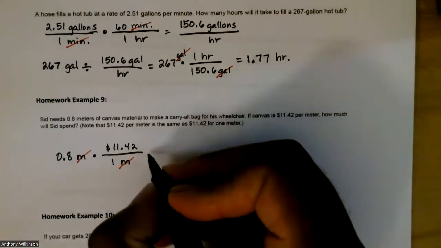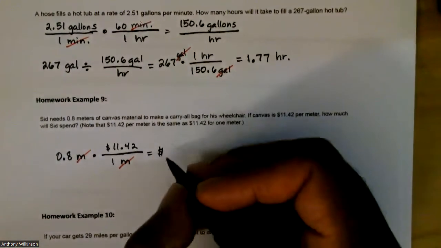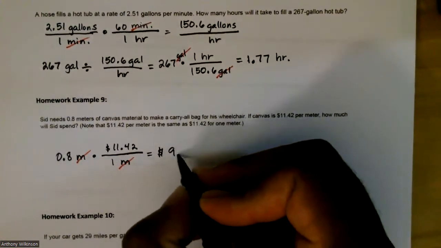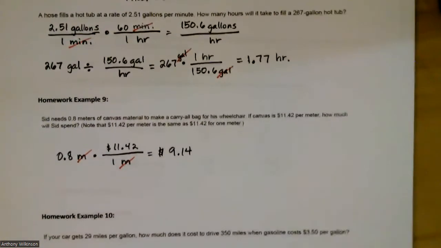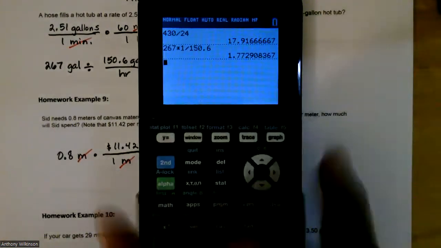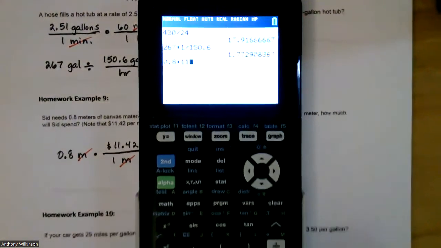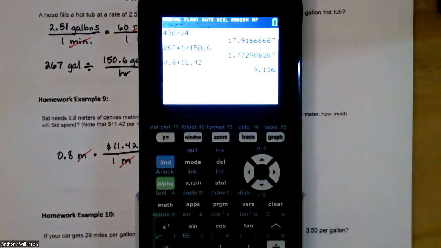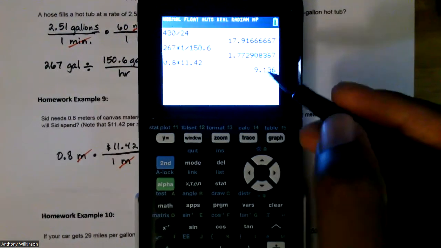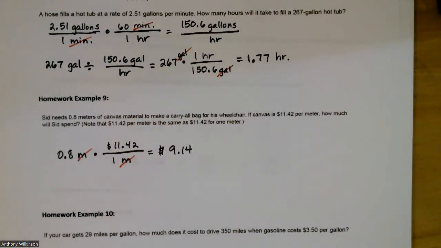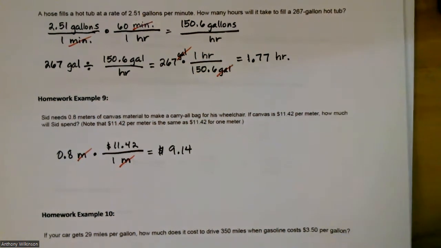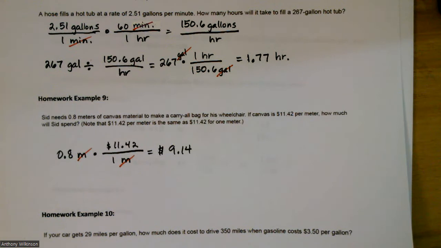So 0.8 times $11.42 will end up being, with 2 decimal places, $9.14. Because if we do 0.8 times 11.42, you'll get 9.136, but that 6 will round the 3 up to a 4. So it'd be approximately $9.14. And that's for 0.8 meters of canvas material to make a carry-all bag.